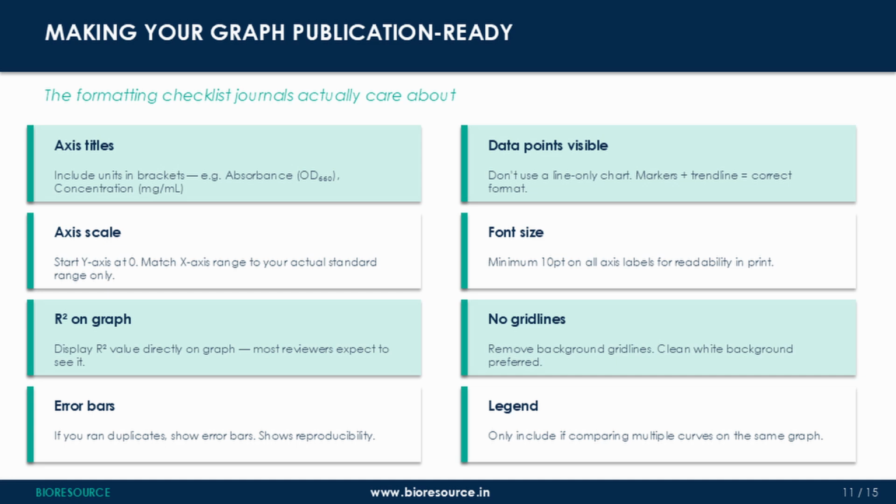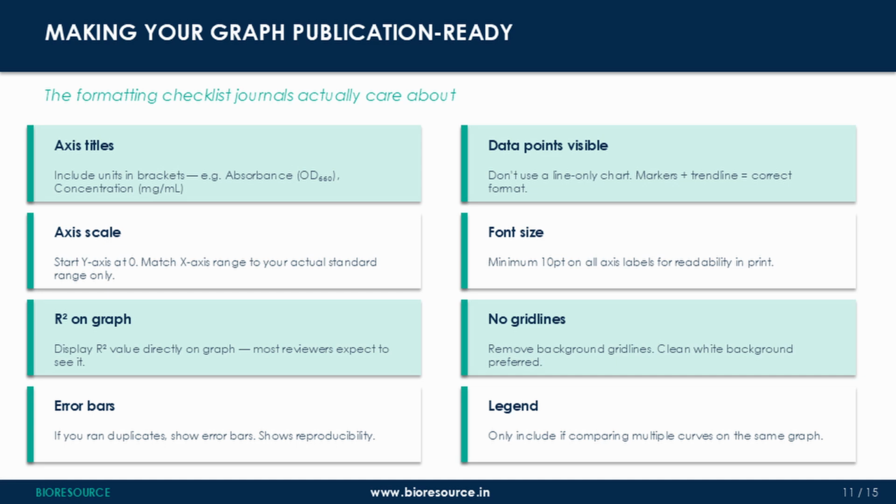Now let's talk about making your graph ready for publication or for your thesis, because there is a specific formatting standard that most journals and supervisors expect. Work through this checklist. Axis titles with units. This is non-negotiable. Your x-axis should say something like concentration in mg per ml and your y-axis should say absorbance OD at a certain wavelength. Include the wavelength if you measured at a specific wavelength.